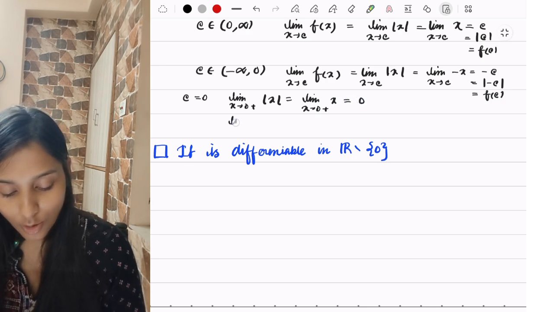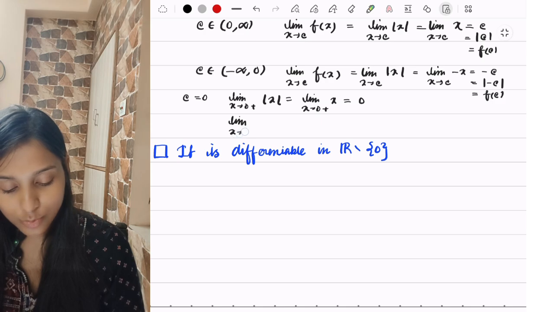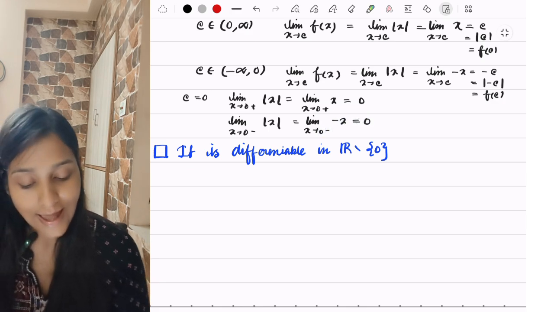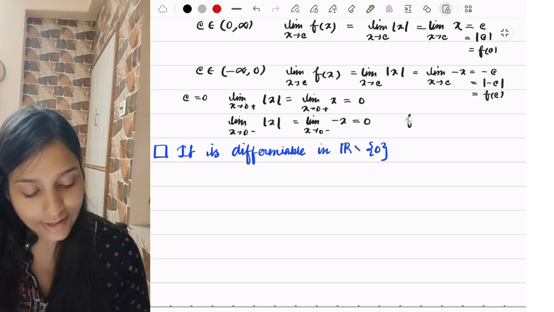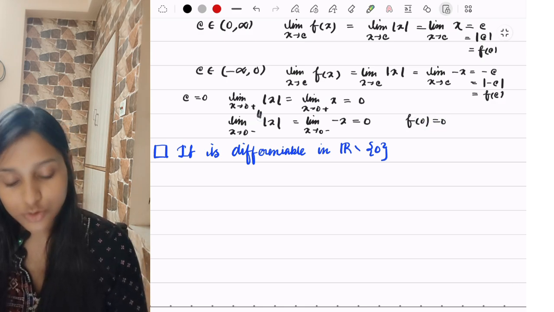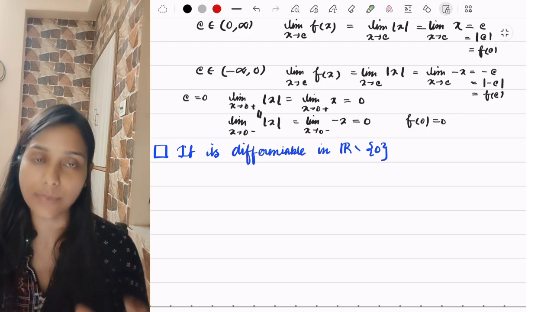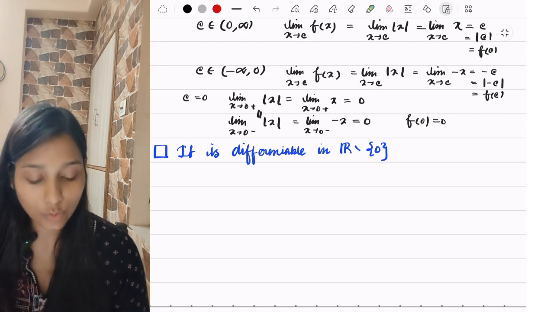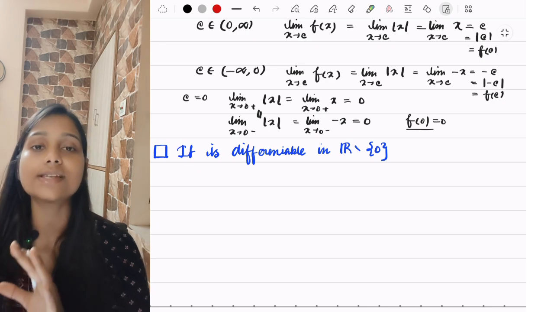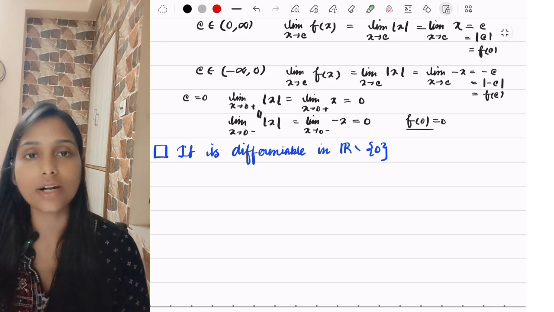Similar thing occurs for the limit as x tends to 0 minus. We put mod x here, but as it is 0 minus, it is less than 0, so we must have minus x, which again gives 0. And we already know that f of 0 equals 0. So these two are equal, which means the limit exists and the limiting value is equal to f of 0. So this function f(x) is continuous throughout the whole interval R.